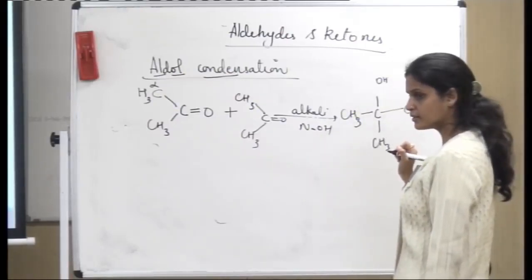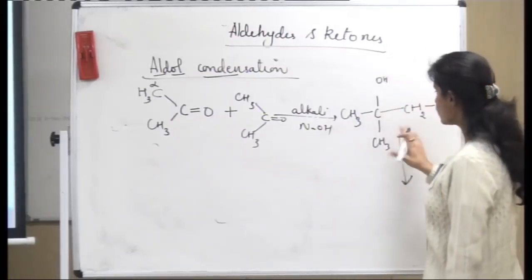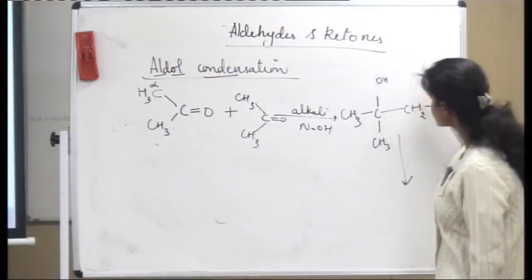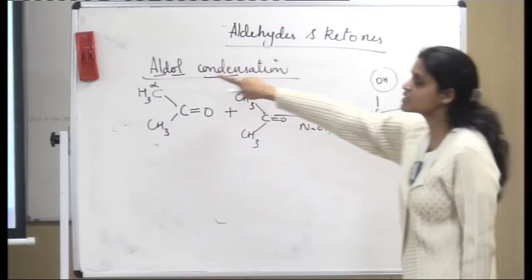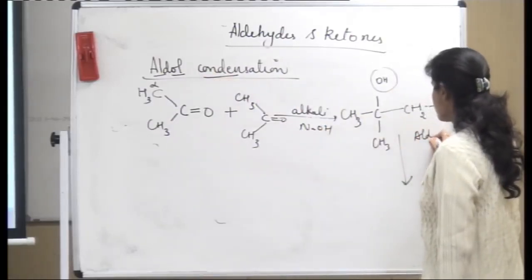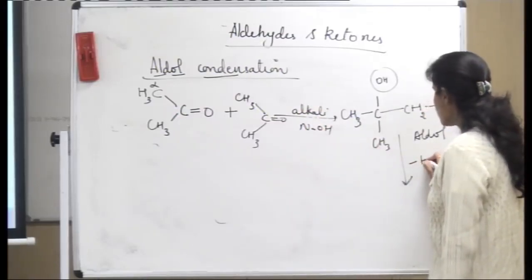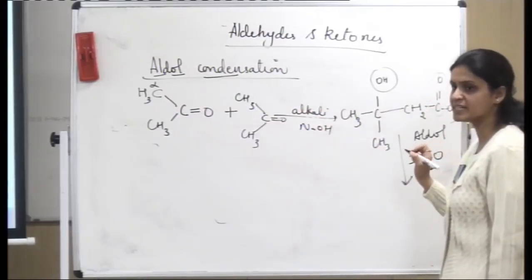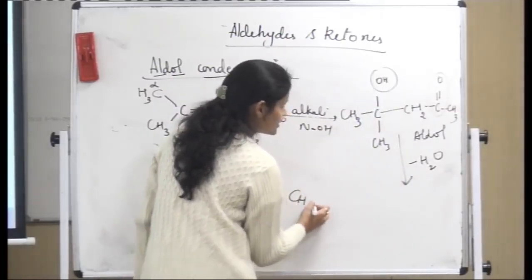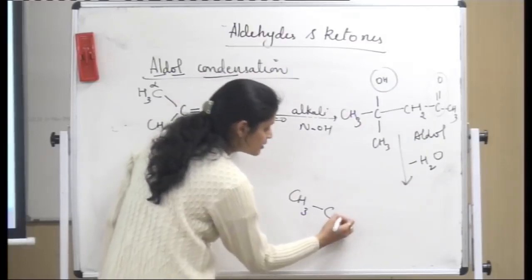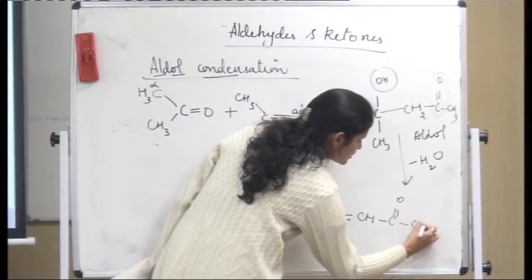But is it possible that there could be a further reaction of this aldol? Now you are getting why this is called aldol. This is the aldehyde part, the carbonyl part, and this is the alcohol part. So this is known as aldol formation. And now when we are saying aldol condensation, that means one molecule of water is being released. So what should be the product? It should be CH3C double bond CHCOCH3, right?